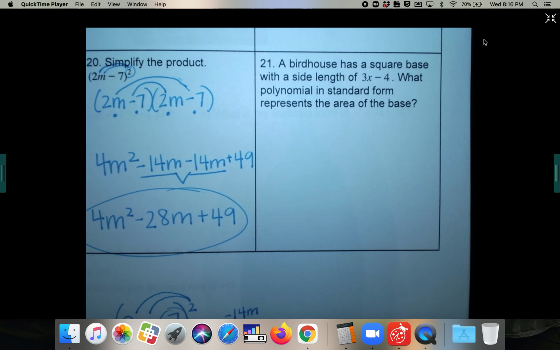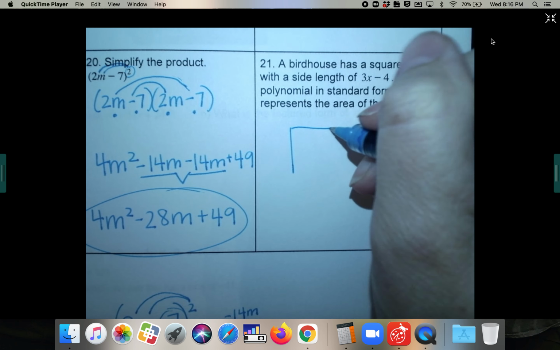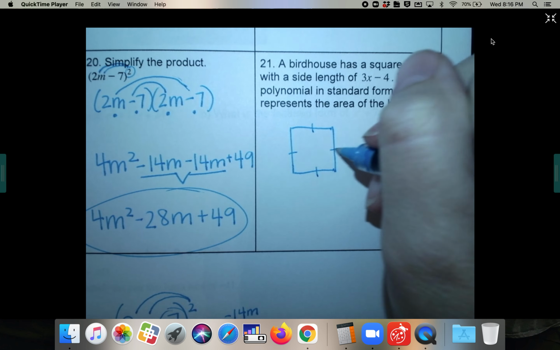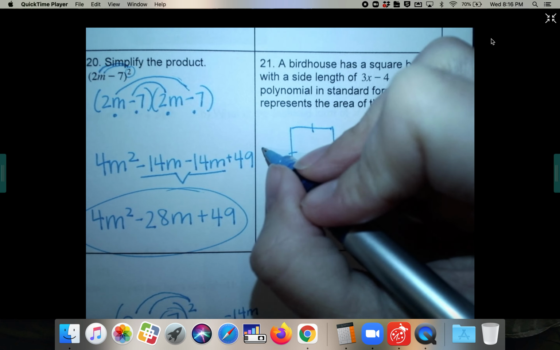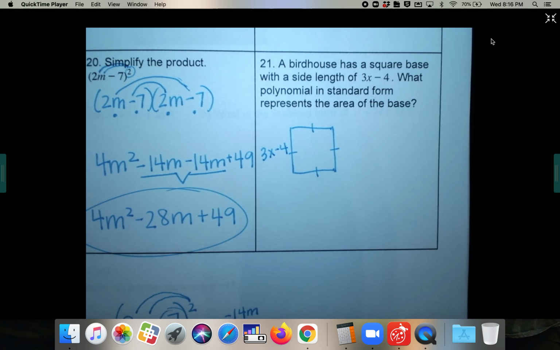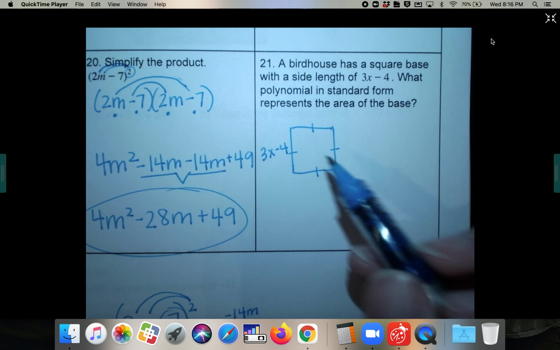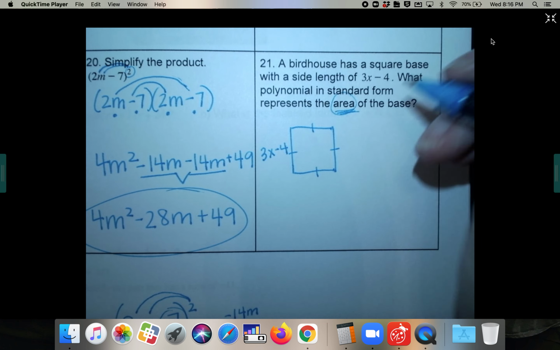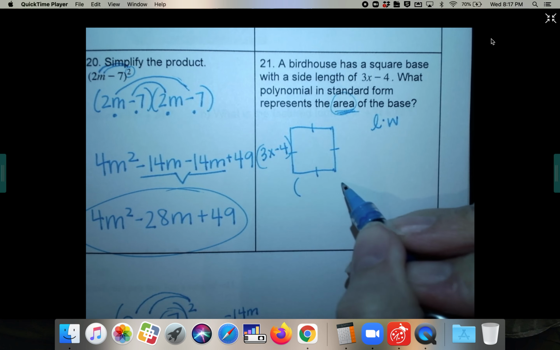Okay, the last problem is a word problem. It says it's a birdhouse that has a square base. What you need to know about squares is that all four sides have the same length. So if it says the side length is 3x minus 4, then that means all four side lengths are 3x minus 4, because that's what a square means. So if it says what represents the area, I hope you guys remember that the area is length times width. So I want the length times the width.